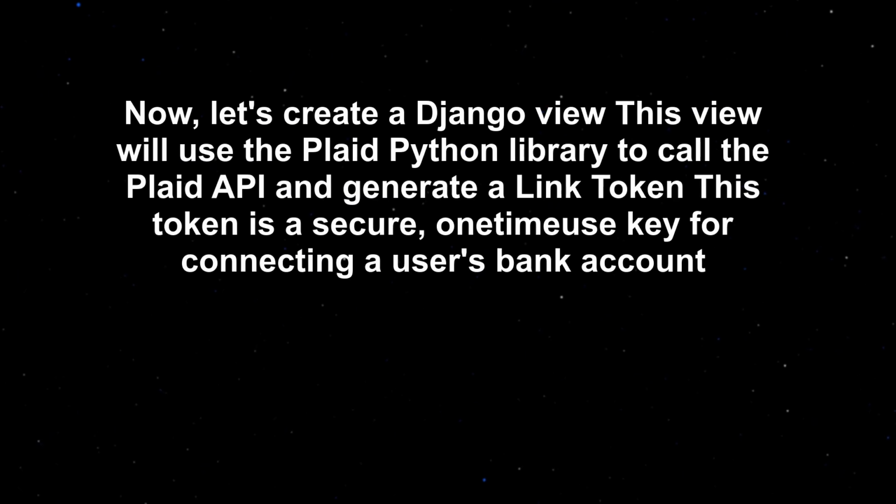Now, let's create a Django view. This view will use the Plaid Python library to call the Plaid API and generate a link token. This token is a secure one-use key for connecting a user's bank account.